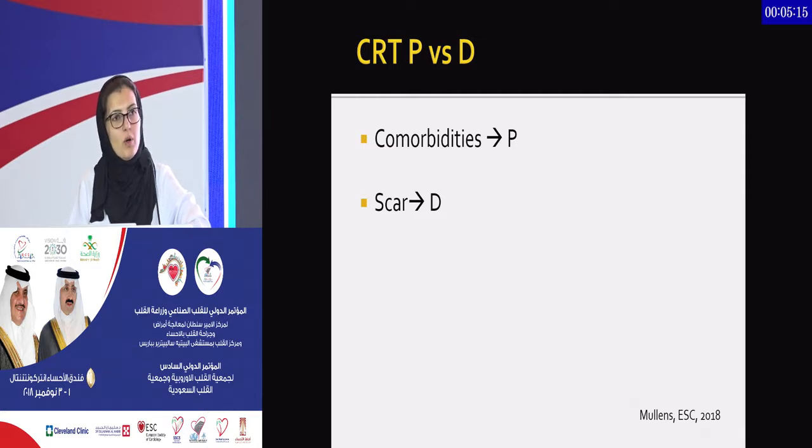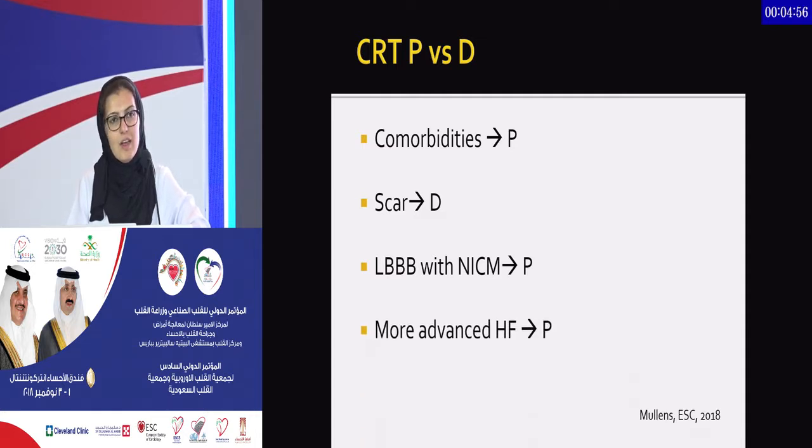If you have quite a bit of scar or an ischemic etiology, putting in a defibrillator makes more sense because these patients are more liable to sudden cardiac death. If you have a non-ischemic cardiomyopathy with a left bundle branch block, which is more likely to improve significantly, maybe a CRT-P might be reasonable. Again, these are all anecdotal and never been studied and based on expert consensus. If you have more advanced heart failure, then putting in a pacing might be better.